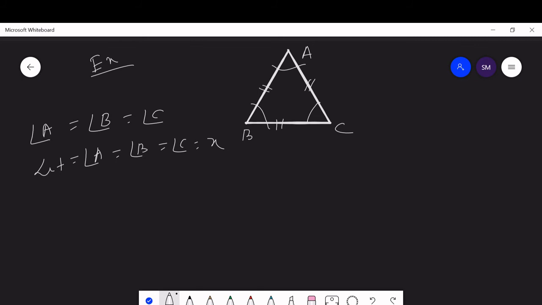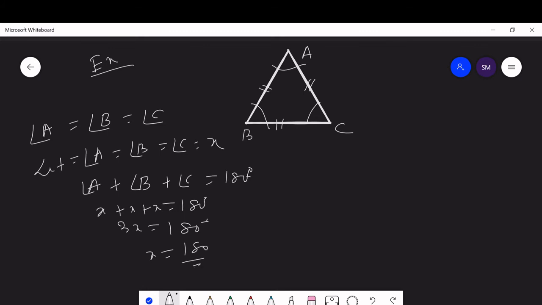And as you know, the angle sum property says that the sum of the three angles in a triangle is always 180 degrees. This shows that x plus x plus x is equal to 180 degrees. This means 3x is equal to 180 degrees, so x is equal to 180 upon 3, which is 60 degrees. This means the measure of any angle in an equilateral triangle is always 60 degrees.